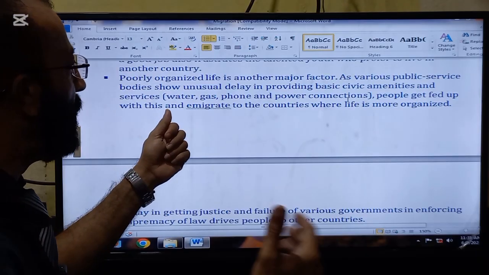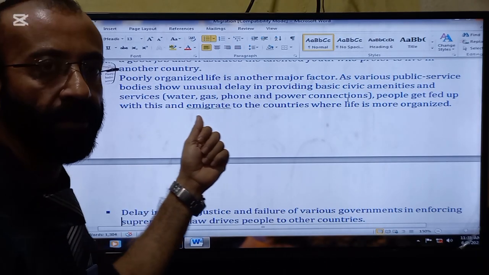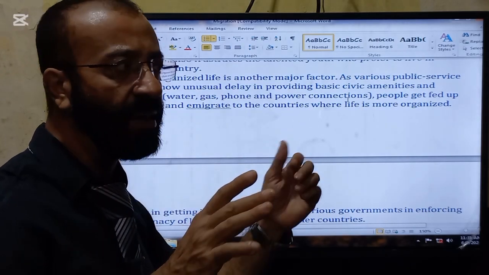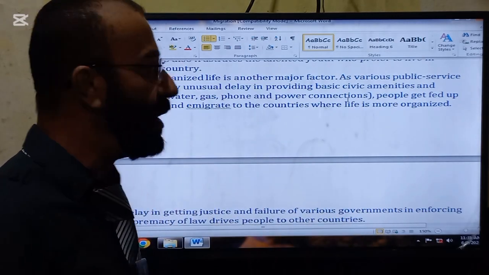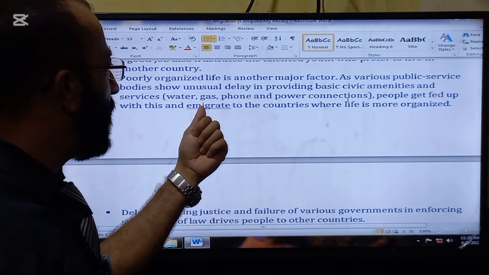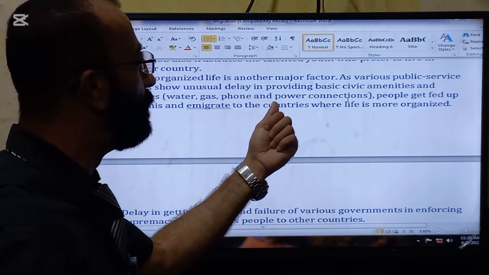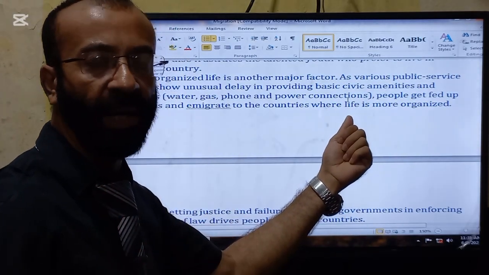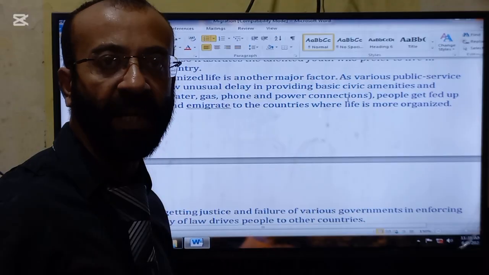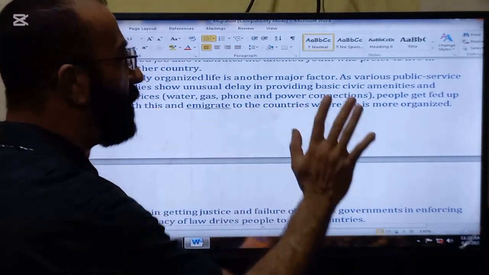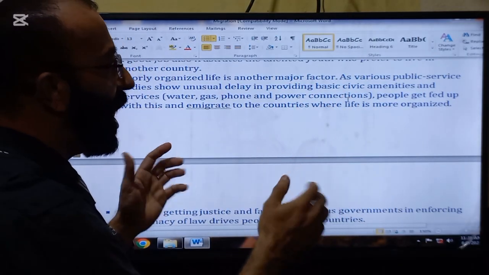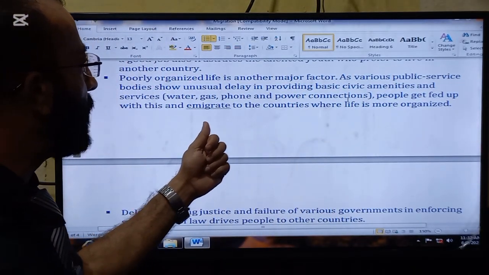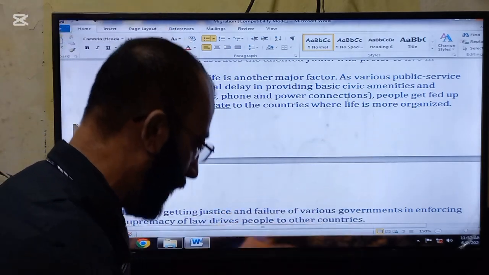For example, if a person goes to get a water connection, the department teases that person so much that he is forced to leave this country. If you want to get a gas connection, a telephone connection, or a power connection, for example, solar systems are very popular nowadays. If I want to get a green meter connection, there will be a lot of trouble in getting the connection, and I'll be fed up. So people get fed up with this and emigrate to countries where life is more organized.